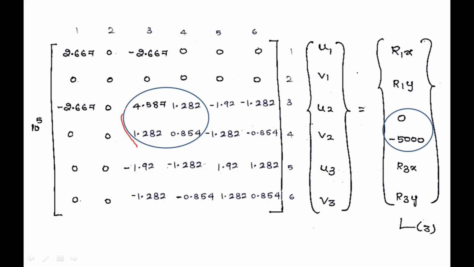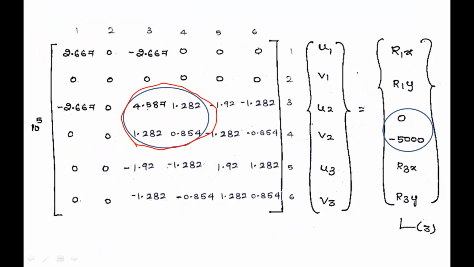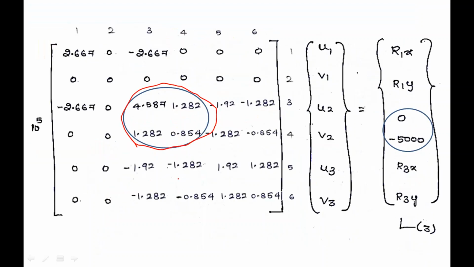These are the common node elements which are added. So 4.587. How 4.587? 2.667 is added with 1.92. So that is why we are getting 4.587 like this. And here we have zeros. So that is why all these three terms are coming. 1.282, 0.854 is coming as it is. The remaining equation we can formulate as a 6 by 6 matrix, and we already explained this procedure in the earlier part. So the same procedure we have to follow.